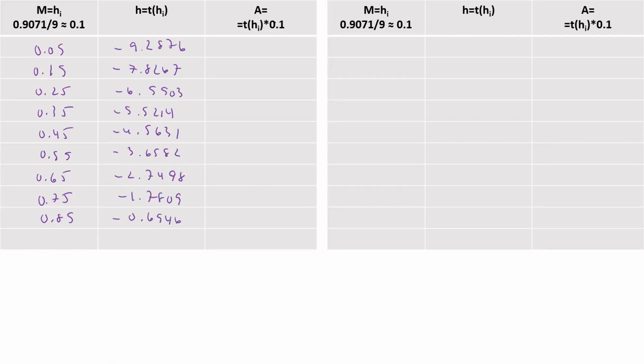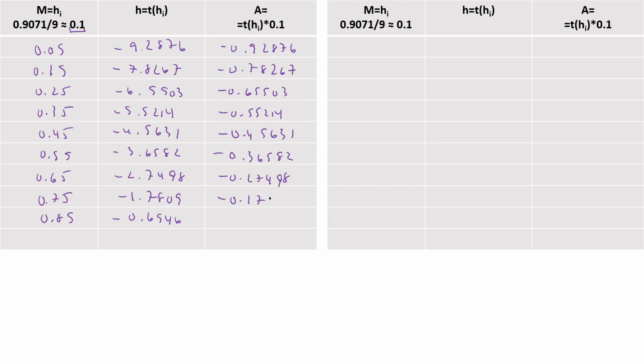And finally a negative 0.6946. Now, what was our unit width? Well, that was 0.1. So we have to take 0.1 times all these, or basically move all the decimals over one left. So 0.92876, negative 0.78267, negative 0.65503, negative 0.55214, negative 0.45631, negative 0.36582, negative 0.27498, and negative 0.17809, and negative 0.06546. And now what have we been doing?